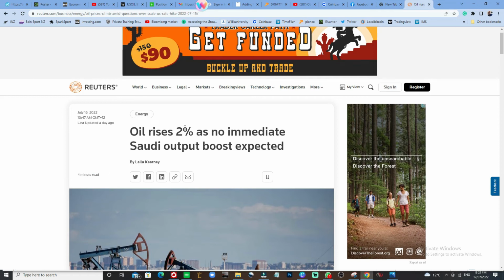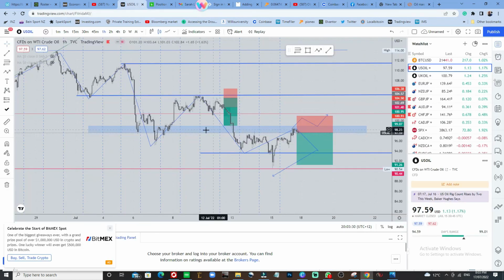So 4 minutes. So let us see. There was already oil dropping low anyway, after I had taken this trade and won this trade. Now the market was consolidating here a bit, trying to see if it could push itself up. It pushed down, it went up again, and now it's testing this level.